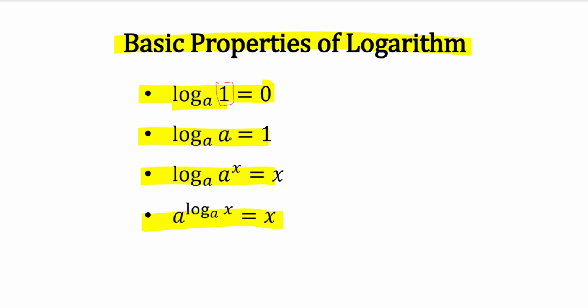Log of a base a is 1. Log of a to the power x with base a is simply x. So we can remember that whatever is in the power will come down in multiplication, and then we can use the second property, log a base a is 1, so it is going to be x itself.